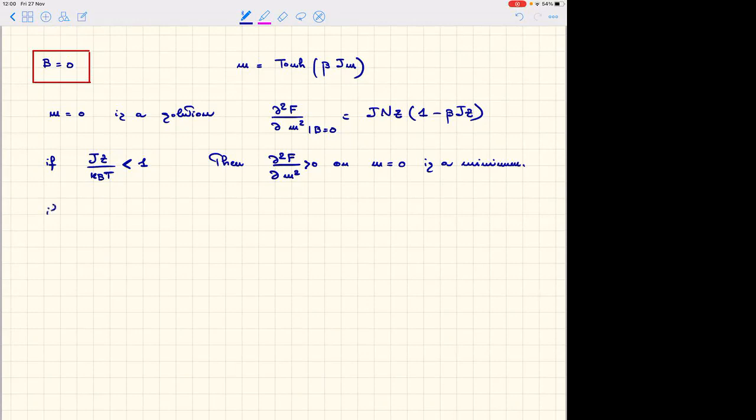But if Jz over kBT is greater than 1, then d squared f dm squared is actually negative, and m equals 0 is a maximum. A maximum is something we don't want. So in other words, the free energy looks like this.